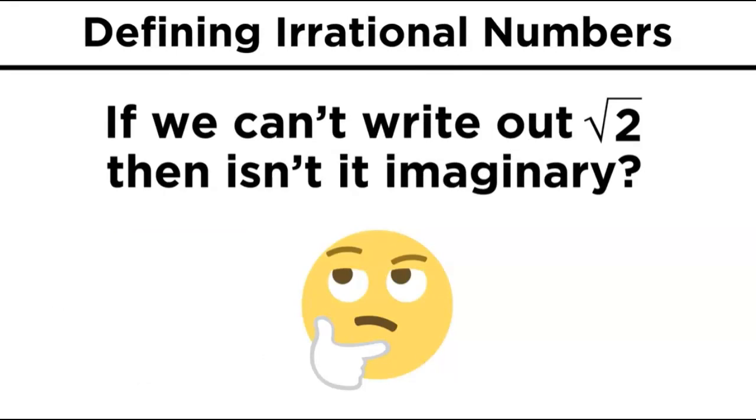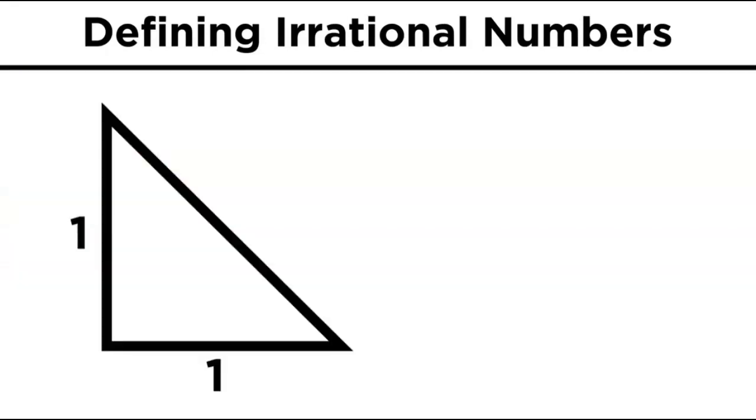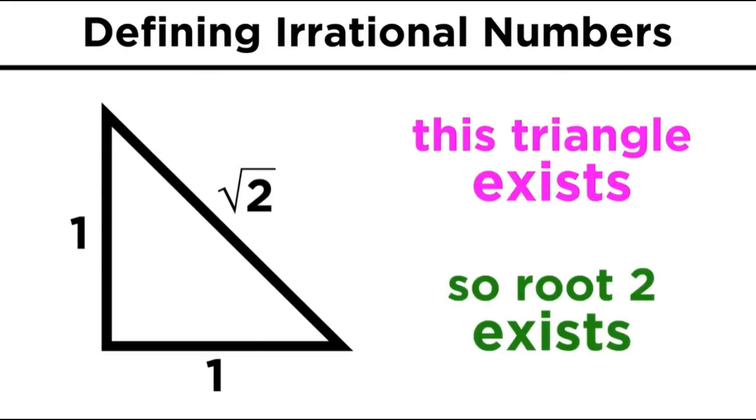Now you might be wondering, if we can't write out this number no matter what we do, doesn't that make this number imaginary? The answer is no. Nature is very clear in communicating to us that numbers like root 2 do indeed exist. If you make a right triangle that has legs with a length of 1, the third side will have a length of root 2. This triangle exists, so root 2 exists. It is a real number.